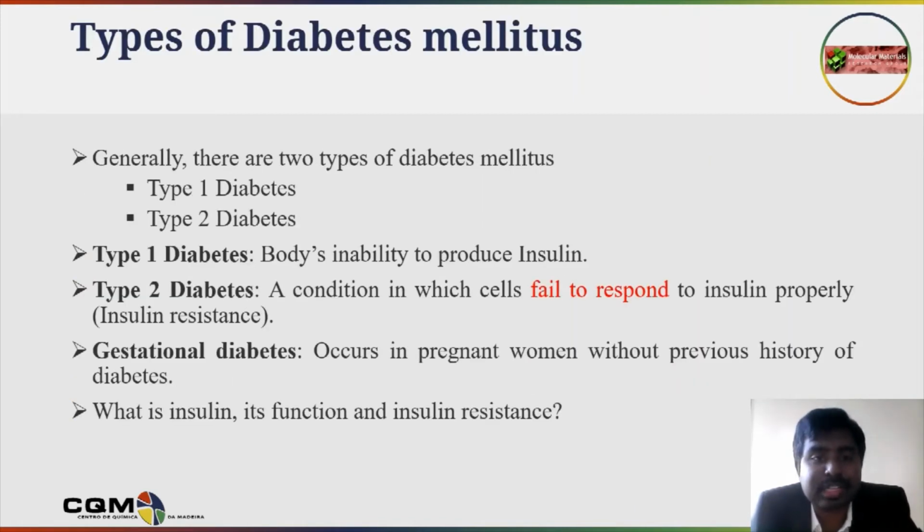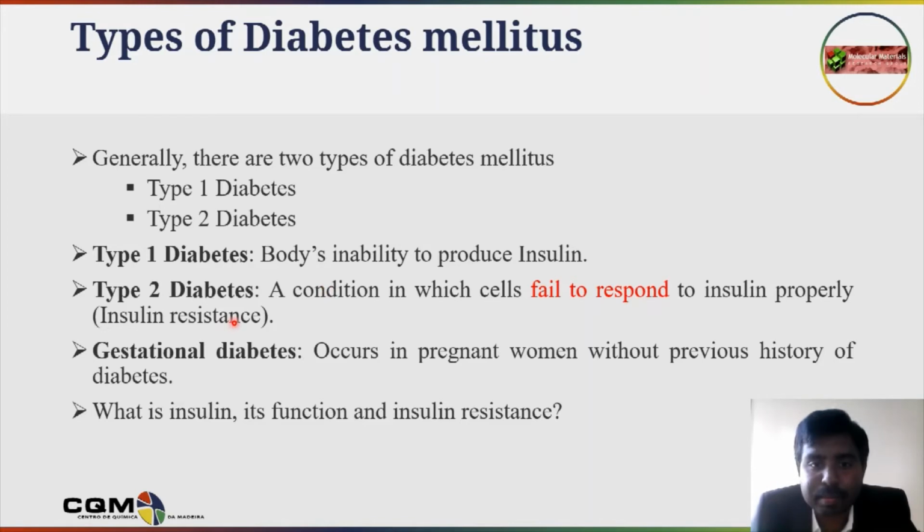diabetes is classified into two types. One is type 1 diabetes and another one is type 2 diabetes. In type 1 diabetes, there is the body's inability to produce insulin. The pancreas produces insulin, but in type 1 your pancreas will have a malfunction, because of which insulin will not be produced.